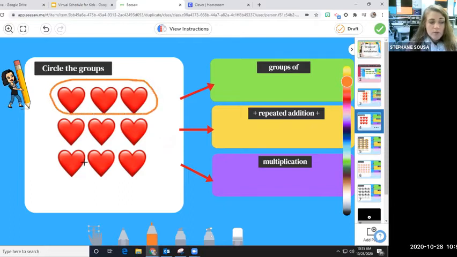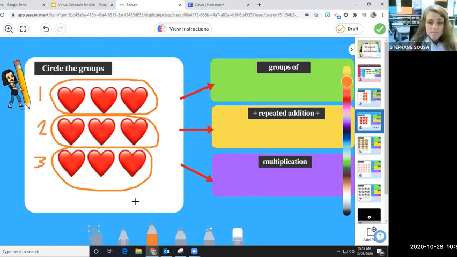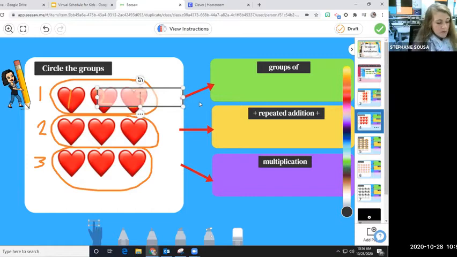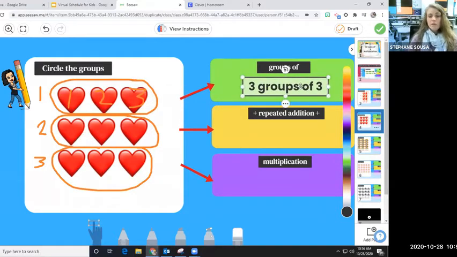There is one group. Here is a second group. Here is a third group. I have 1, 2, 3 groups. Inside of my groups are 1, 2, 3 hearts. So this time my numbers are the same. I have 3 groups of 3. It will not always be the same, but in this example, it is.